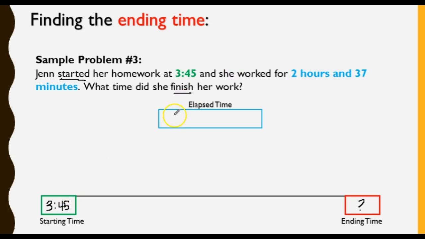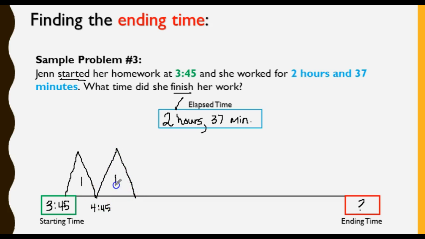And we do know the elapsed time. Two hours, 37 minutes. Okay, so now we just draw how many mountains? 2 mountains. So 3:45, then you go to 4:45. Then you go to 5:45. Okay, so now we need to do 37 minutes.